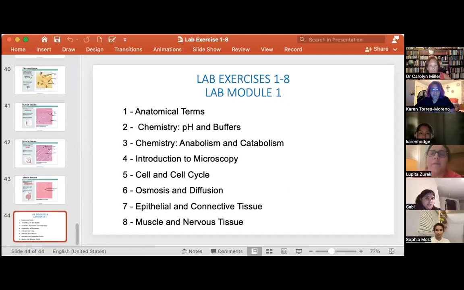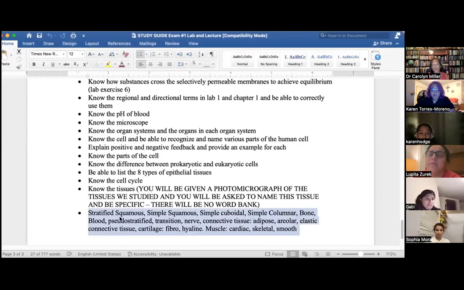So we just went through all of this. These are all of the ones that I said. Stratified squamous, simple cuboidal, simple columnar, bone, blood, pseudostratified, transitional, nerve, and for the connective tissues, adipose, areolar, loose areolar, elastic connective tissue. For the cartilage, hyaline and fibrocartilage, and for the muscles, all three.